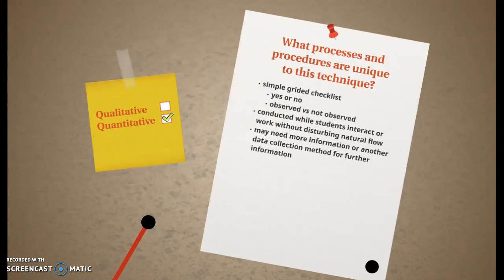So, of course, the processes and procedures that are unique to this technique, it is just a gridded checklist. That's all that is really needed for this observation technique. You could do either the yes or no, the observed versus not observed. It can be conducted within the classroom or group, like I said, and it does not disturb the natural flow. If you're observing, you're sitting at a desk or your own desk or computer, and you're able to just listen into conversations to see if the items you're looking for are actually occurring.